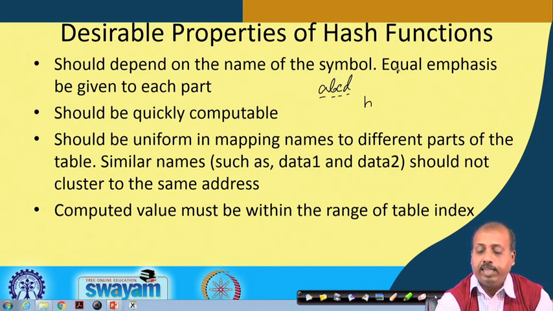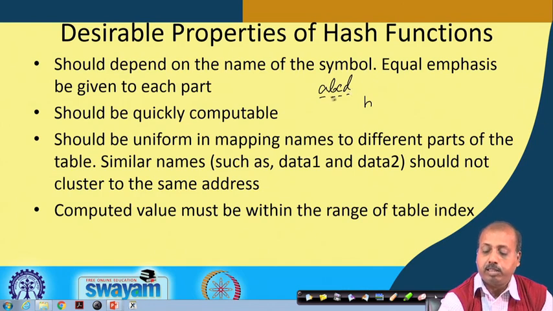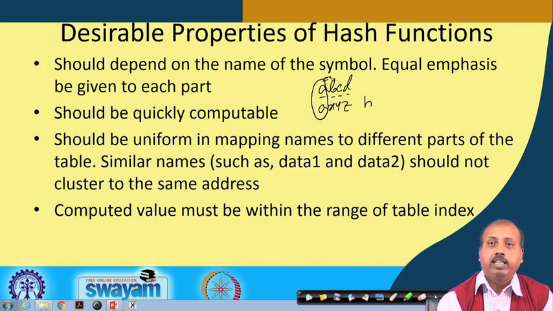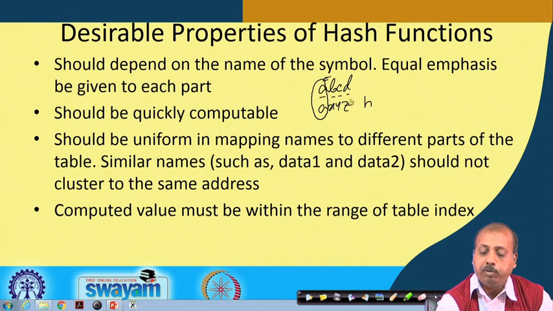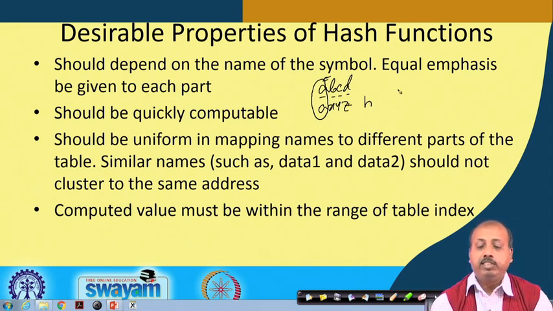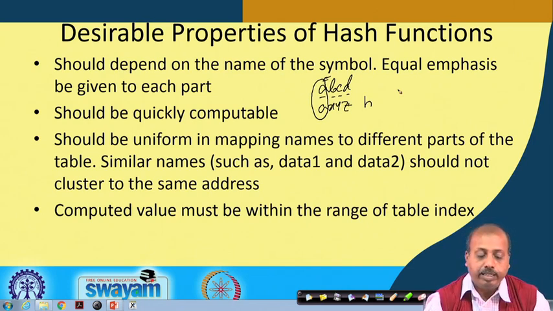Otherwise, what will happen is that if there is another variable like say a, x, y, z, and if the maximum emphasis is on the first character only of this string, then there is a chance that they will be mapped to the same location by this hash function h. So, the function h should be such that it gives equal emphasis to each part of the name.